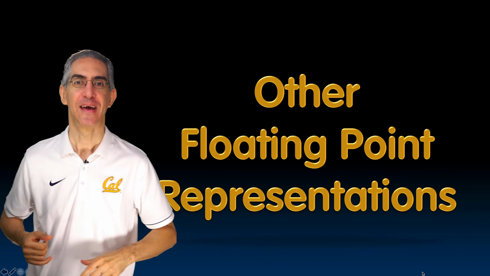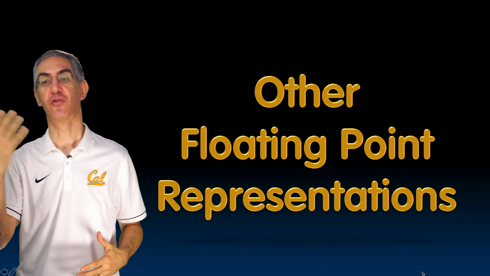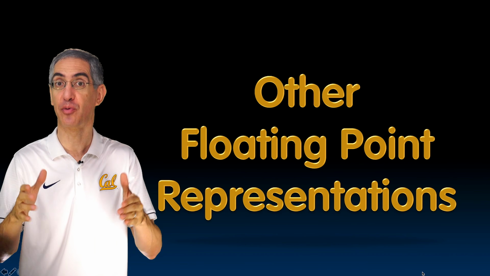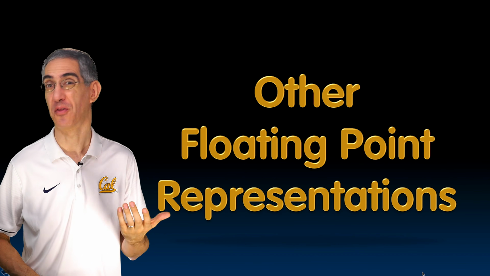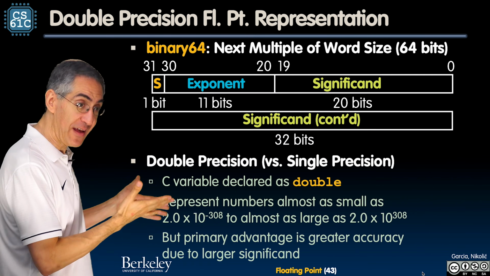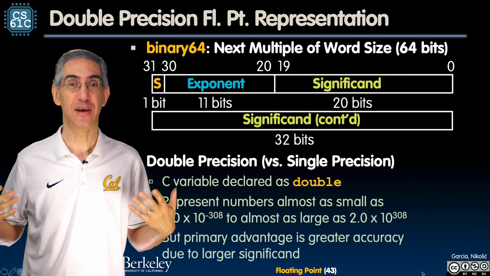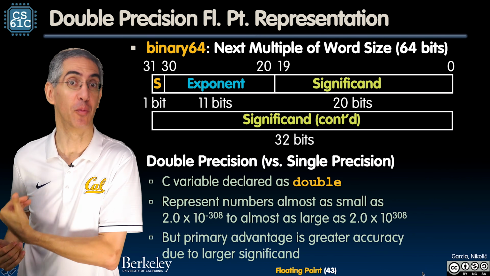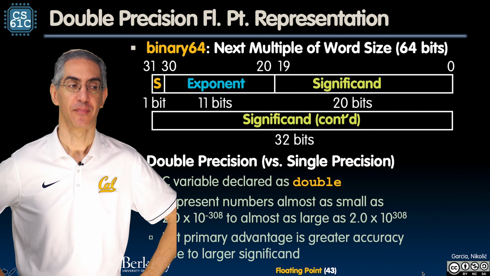And welcome back. In our final video in this module, let's talk about other floating point representations. We like the single precision 32-bit representation, but are there others out there? Yes. What if you need more? What if I need more precision to get more accuracy, hopefully? Well, let's just double it.